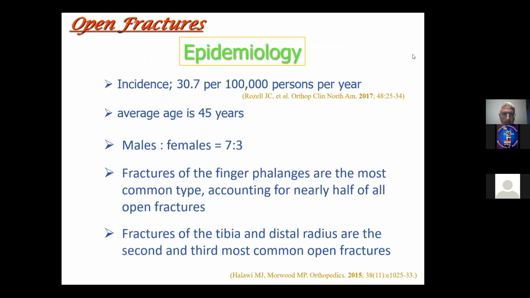Epidemiology: well, the incidence is high, accounting for around 30 for every 100,000 persons per year, and the average age is 45 years. It's more in males, 7 to 3 regarding male to female ratio. The fractures of the finger phalanges are the most common type, accounting for nearly half of all open fractures. This is followed by the fracture tibia, and third is the distal radius.